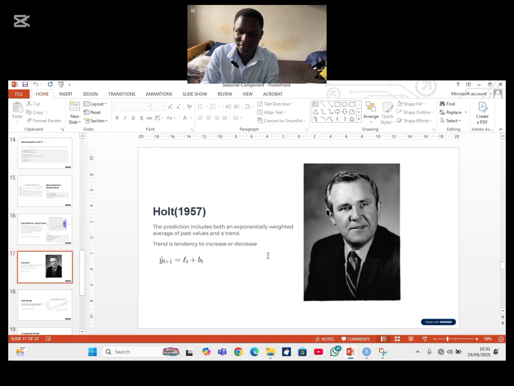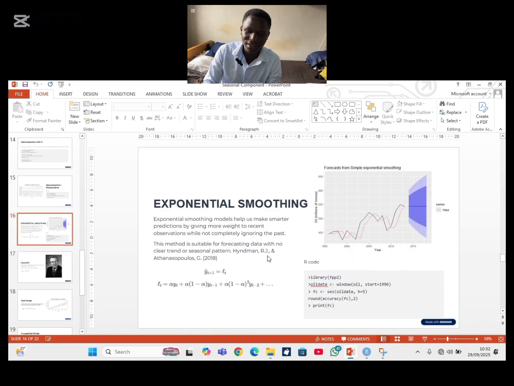But for now, let us look at Holt-Winters. These guys are Holt and Winters, very intelligent men. Holt did his model in 1957. Now, in order to go into modeling, let us first understand what exponential smoothing is.